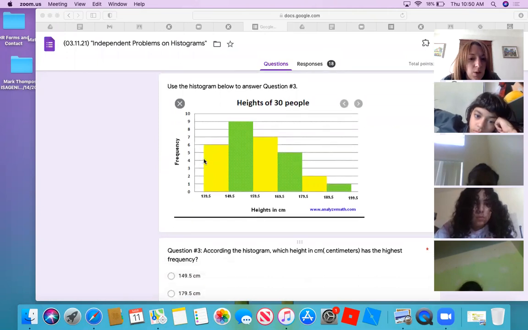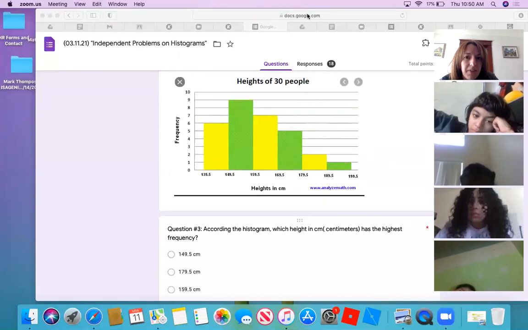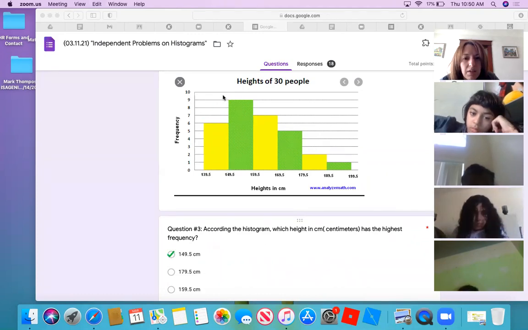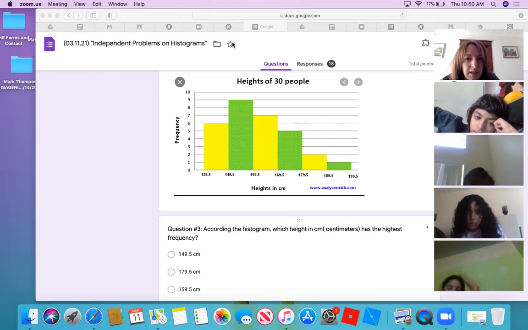Okay, Rameses, according to the histogram, which height in centimeters has the highest frequency? Is it 149.5 centimeters? Perfect. That was easy, right, sir? Because clearly, look, this is the highest. It's at 9. There's nothing else higher than that. It's this guy, which is that number. Easy, right? Everyone should get that right. Okay, let's move on to number 4.